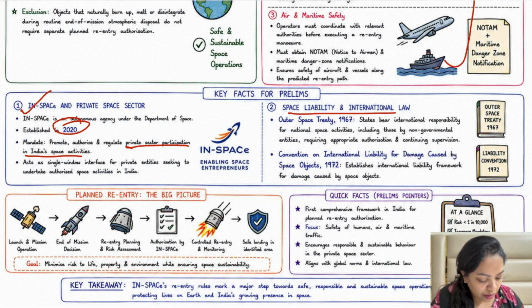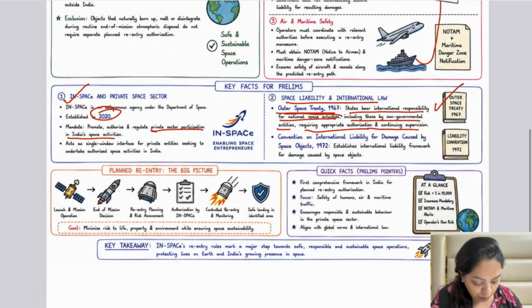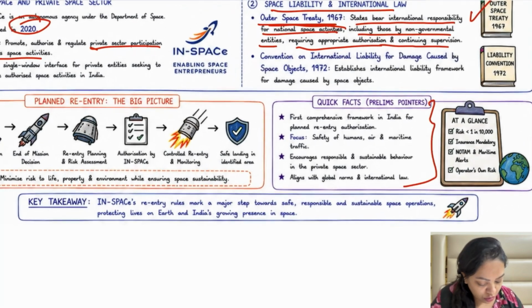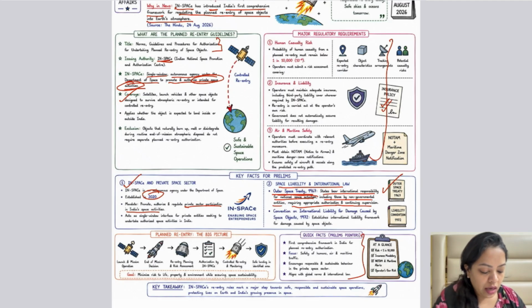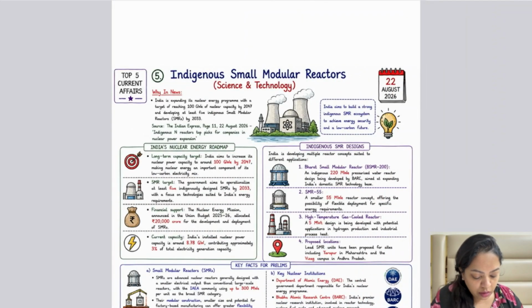Next is space liability and international law. There is an Outer Space Treaty of 1967. The states bear international responsibility for national space activities, including those by non-governmental entities requiring appropriate authorization and continuing supervision. Right, so just have a brief overview about the Outer Space Treaty. It is quite important. Then we have some quick pointers for prelims. You can just have a glance, and this can also be important for mains, as recently the rules have been released. So just keep this in mind.